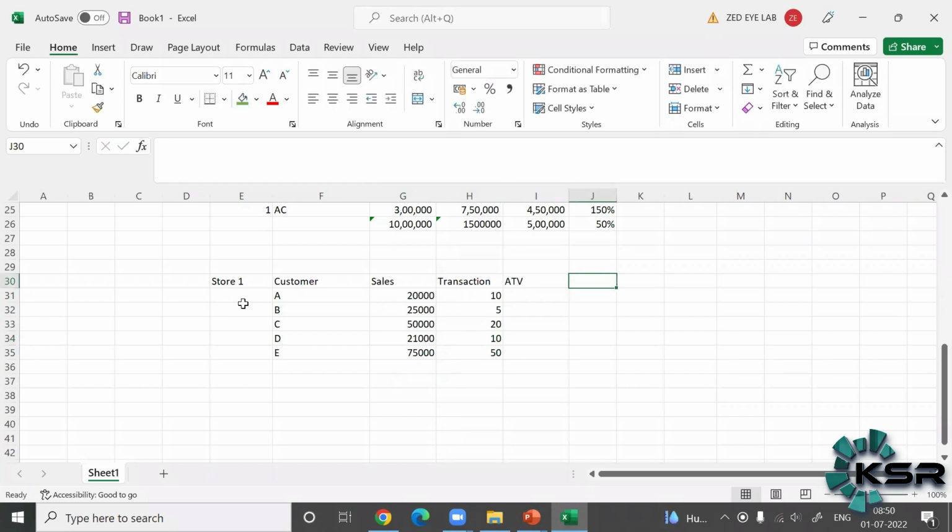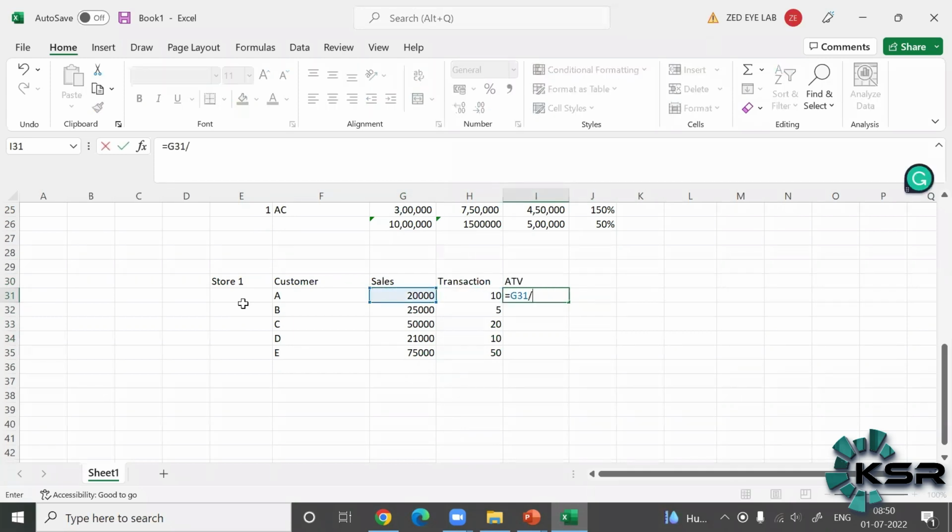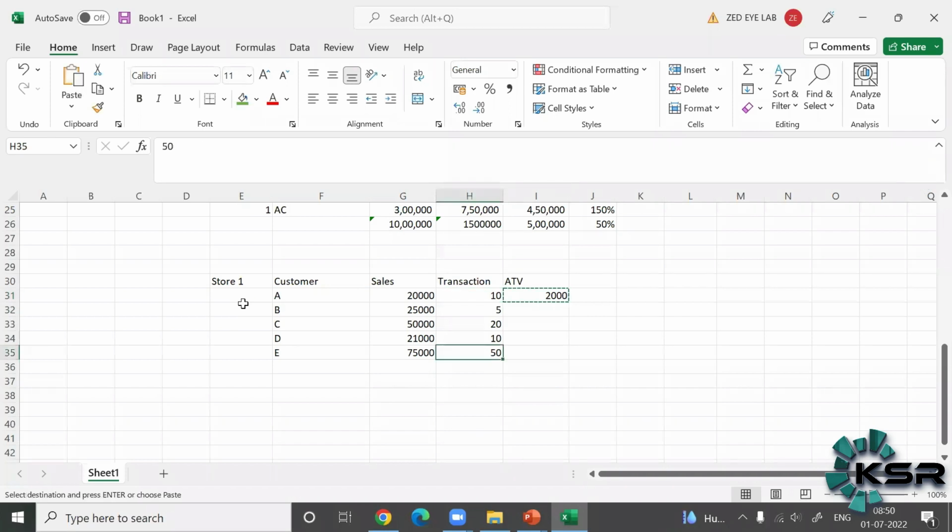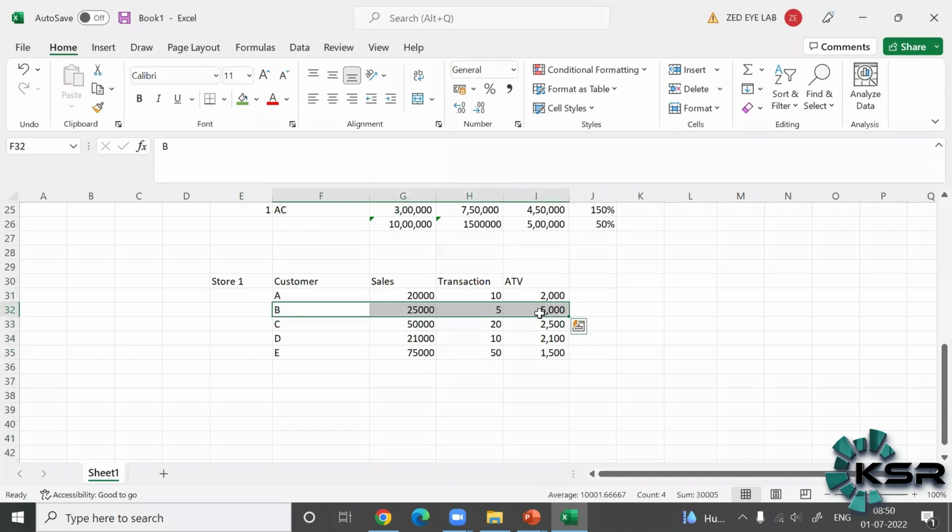Correct? So what is my ATV? ATV is basically the sales I generate per transaction. So what does this tell? That your customer B is a high value shopper. That means whenever he visits the store, he shops very, very more. And the total ATV of the store is basically the average of all. So on an average for store 1, people who come usually shop for 2,000 rupees.